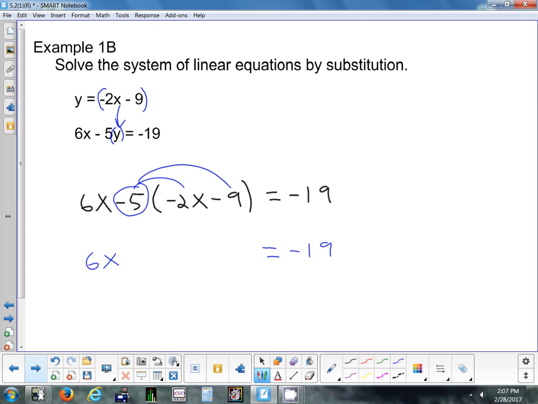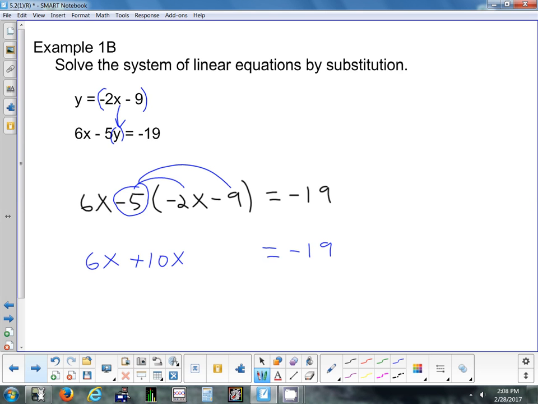What's -5 times -2x? Think of -5 times -2, and then add an x on it. What is it? Multiplying, we're not adding. 10x. -5 times -2 is positive. You put that plus sign. 10x.